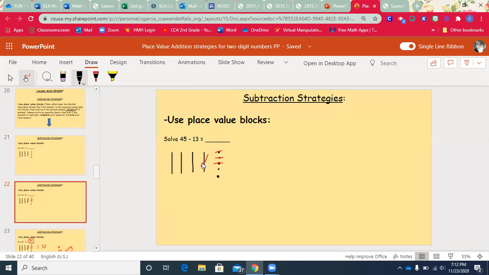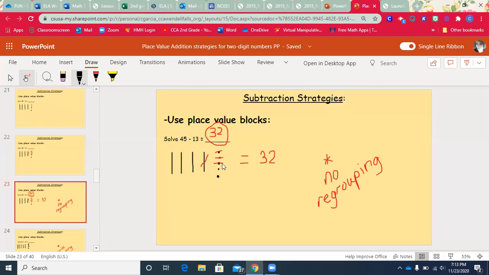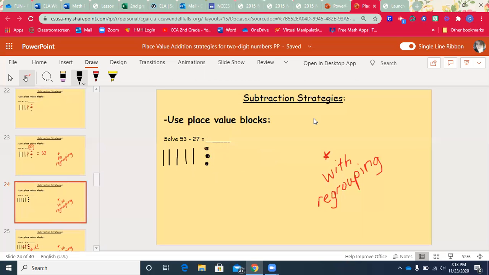1 10, so I mark through one of the 10s, and 3 1s, so I mark through 3 of the 1s, and then I just add to see what I have left. So that is 3 10s, so 10, 20, 30, and 2 1s, 10, 20, 30, 31, 32. My answer is 32. I complete my equation, I circle my answer, and I am done. Now that was with no regrouping, so it's a little bit more challenging with regrouping, but not much.